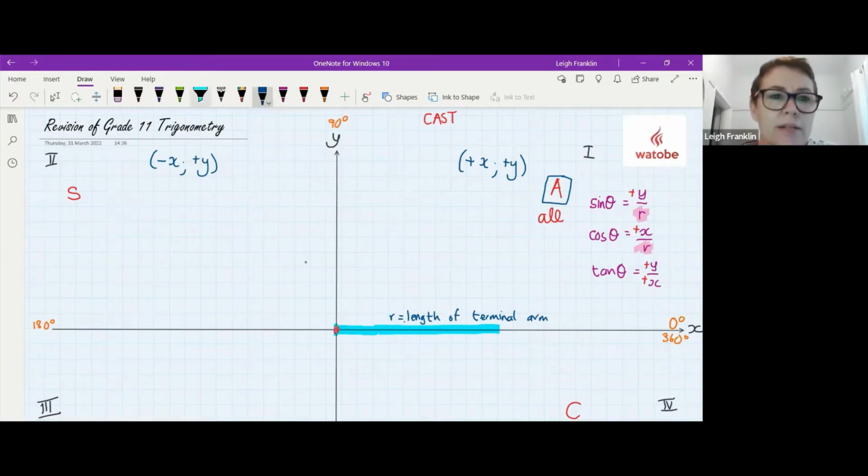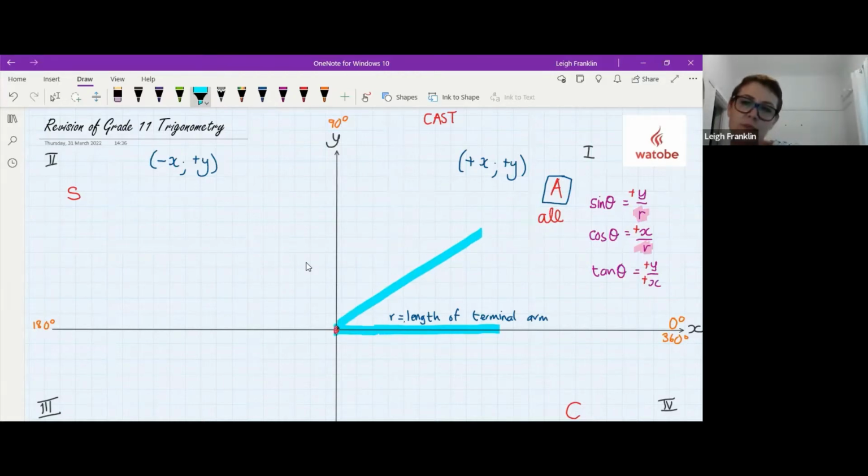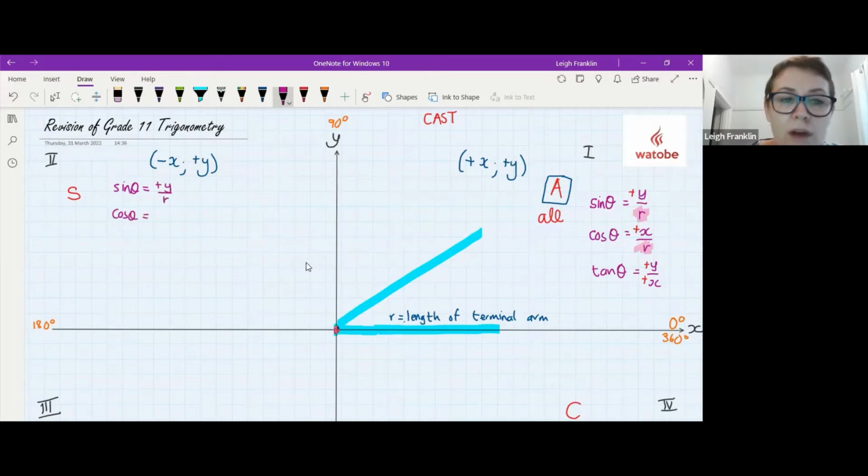So this arm can swing up and it can come to rest somewhere here in the first quadrant. But in fact, it could come to rest in any quadrant. So it could come to rest in quadrant number 2. Now, what we need to be careful of is that when we get into quadrant 2, the sign of x changes. So whilst we still have sine theta is positive y over positive r, as far as cos theta is concerned, we've now got negative x over positive r, and that's why cos is negative in the second quadrant.